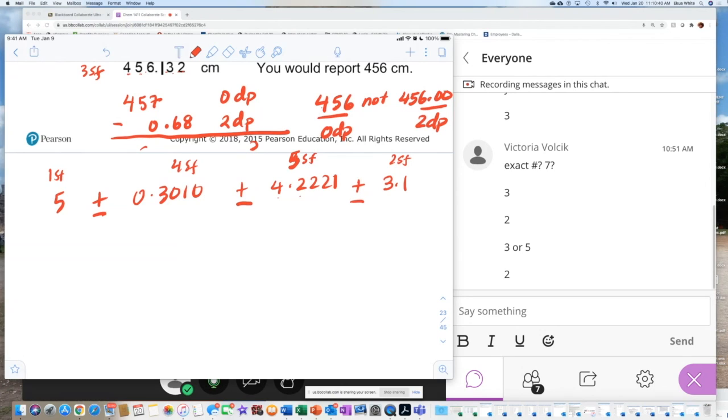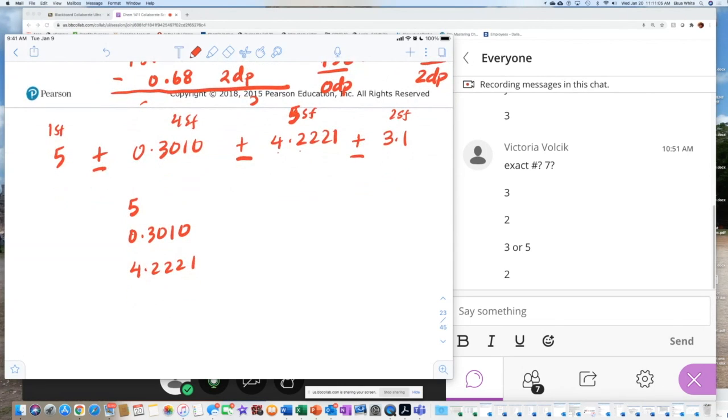So what do I do to add this? Like we have seen, line them up. Make sure that your decimal points are lined up. So I start with my first number, my second number, 0.3010, my third number, 4.2221, my fourth number. No, I can't count.